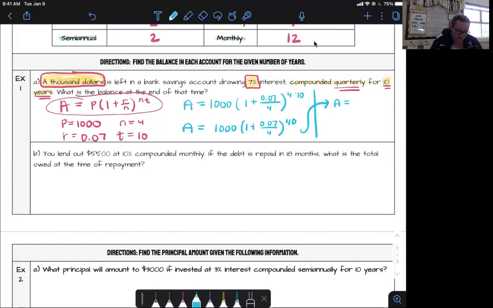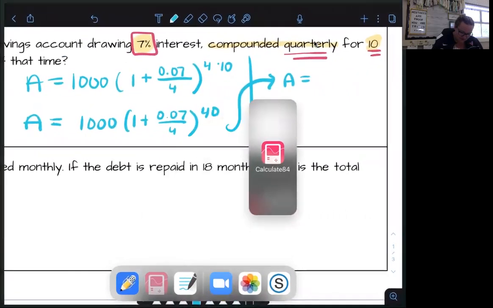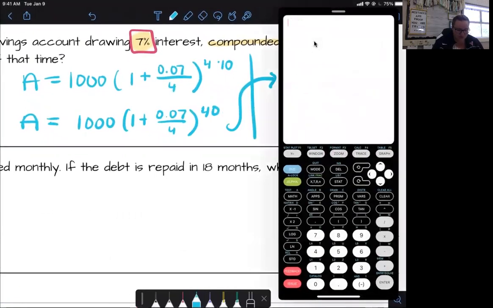All right, so let me show you how to plug this into a calculator. This is what I recommend you do. The first thing I would do is deal with the 0.07 divided by 4. So 0.07 divided by 4.